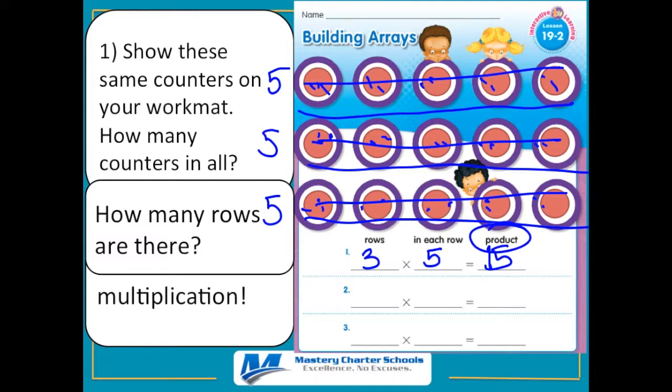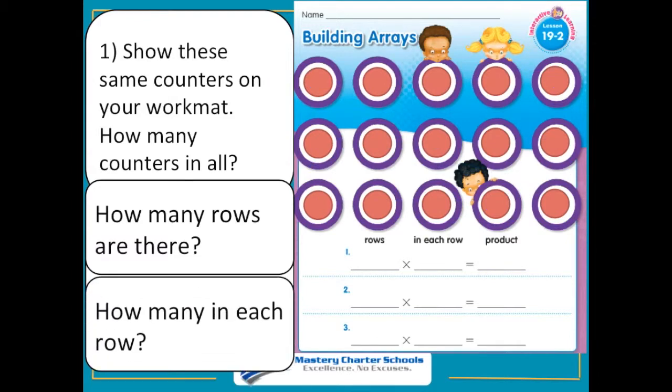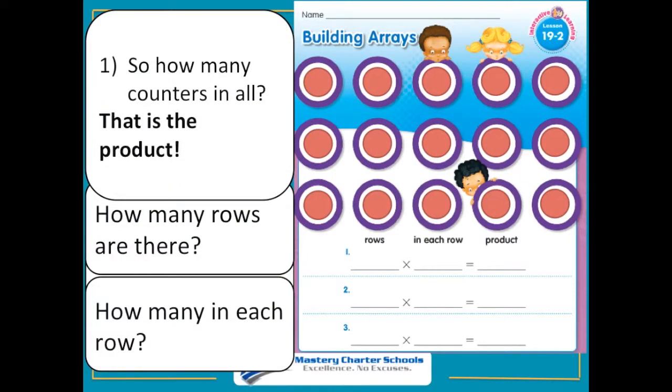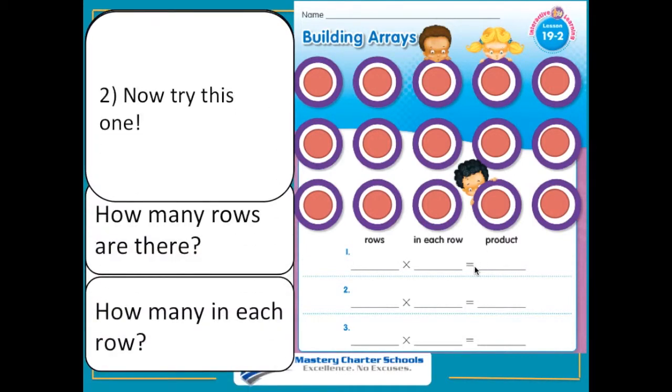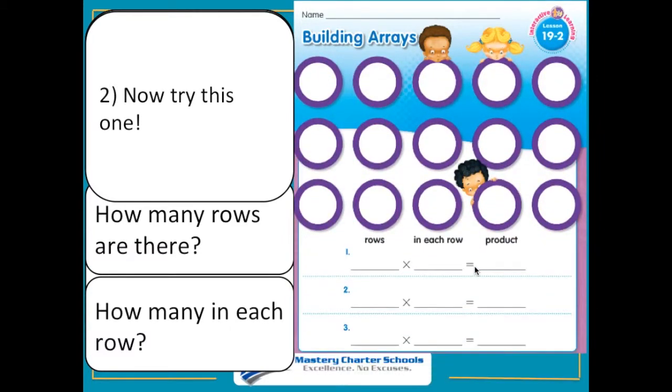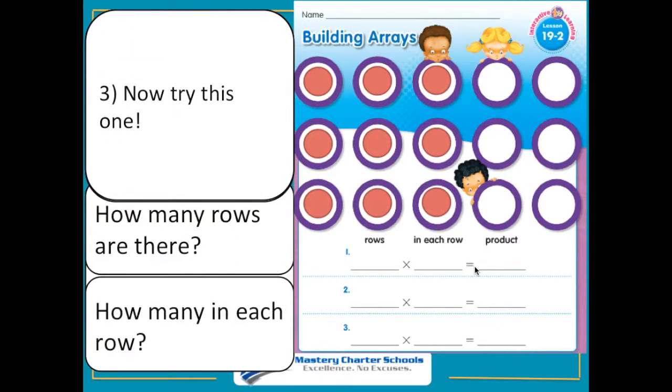All right. So what's next? We know we had 15 in all. Now let's try this one. Okay, I'm going to show you something. I want you to put the same counters on your mat. Go ahead and try it on your own. Okay, press pause if you haven't finished it. Try it on your own, and now I'm going to show you.